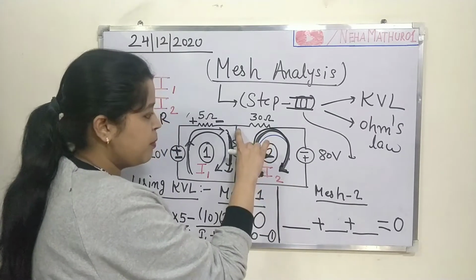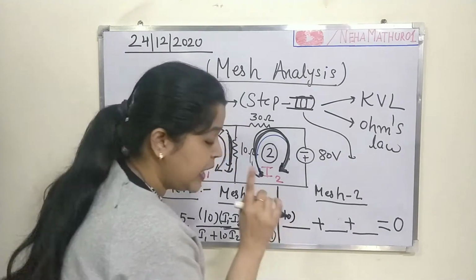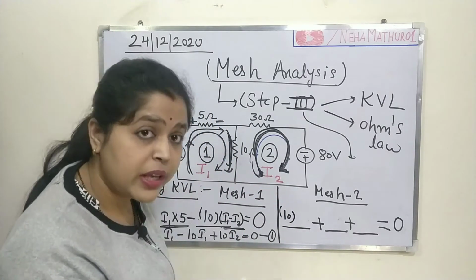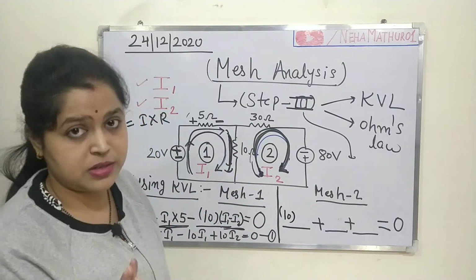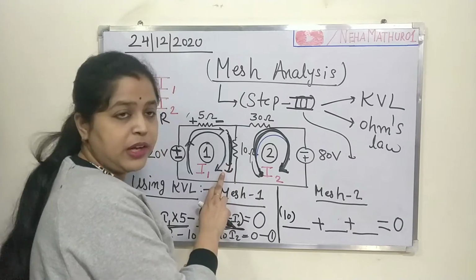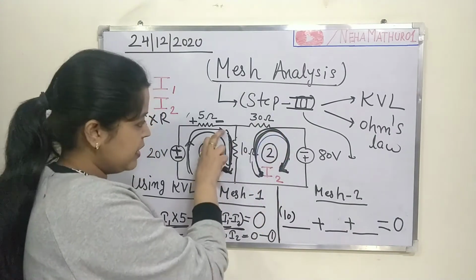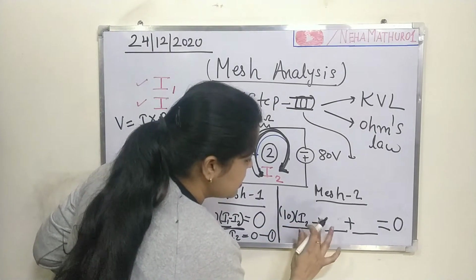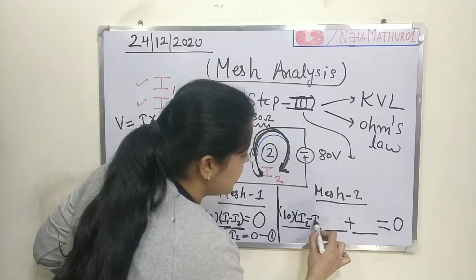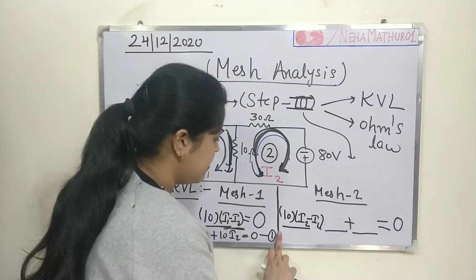So the voltage drop across this 10 ohm is resistance times current. Now again the question is, what about the current across this 10 ohm resistor? See, I2 and I1 are both in opposite directions. I2 is going upward while I1 is coming downward. So here the current across the 10 ohm resistor is I2 minus I1. I hope you are clear with this concept.